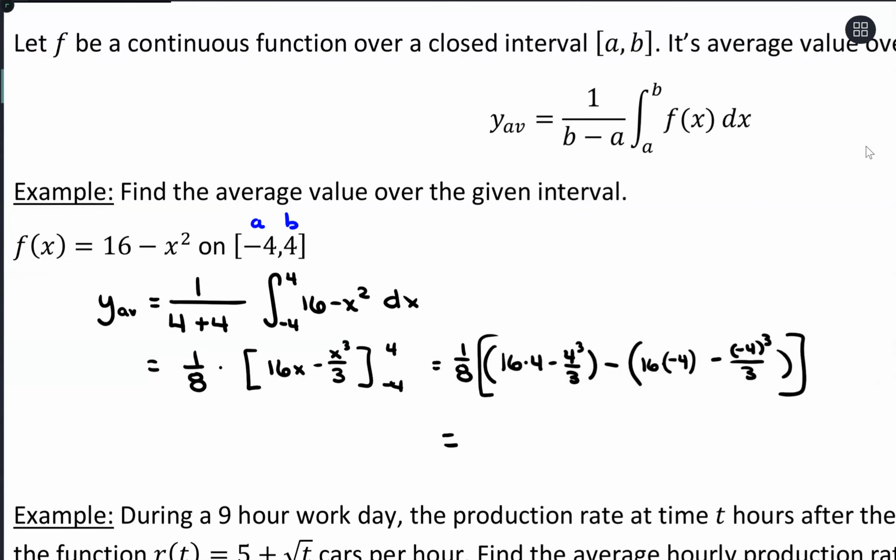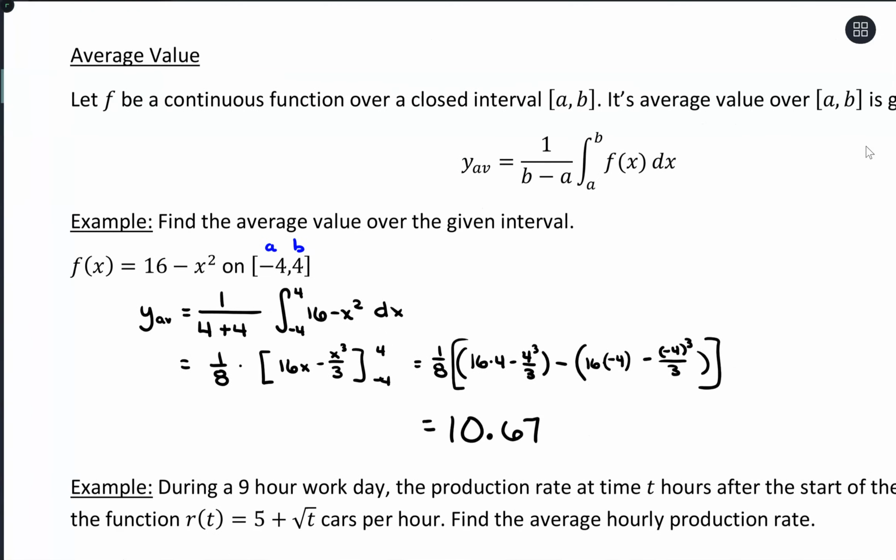We could write that a few different ways. Let's go with 10 2/3, or 10.67. You can just round to a decimal. So the average value over the given interval is 10.67.